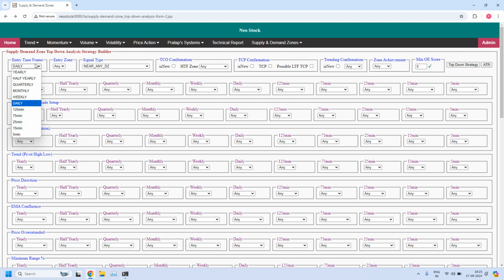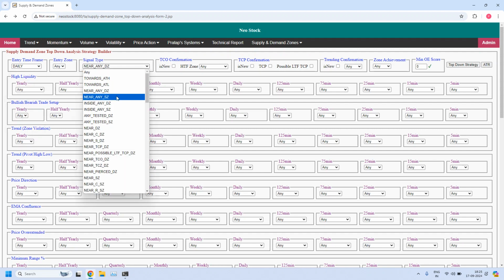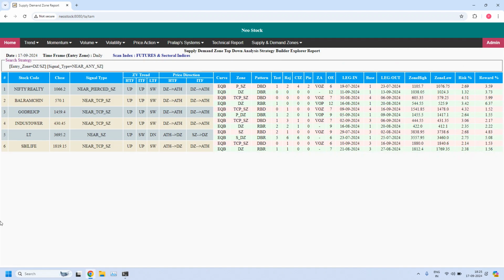Next, for the daily time frame, let us find the stocks near the daily supply zone. 6 stocks are filtered. Let us identify high liquidity supply zones from this list. Balrampur Chini is a high liquidity zone. Godrej Properties is a high liquidity supply zone. Indus Towers is a daily high liquidity supply zone, and SBI Life is a high liquidity daily supply zone. So in total, 4 high liquidity daily supply zones we identified from this list.